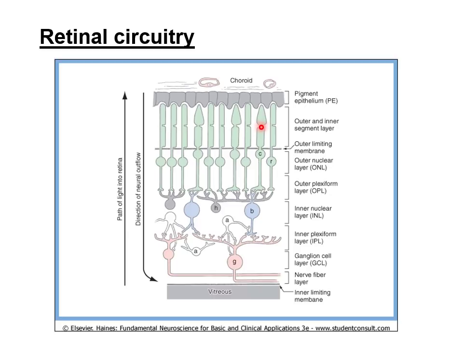So the direct pathway through the retina is: light hits the photoreceptors, which activate bipolar cells, which activate ganglion cells, and that goes into the thalamus. There are other horizontal cells and amacrine cells that provide lateral interaction to provide enhancement of local contrast so that we can see edges very well.